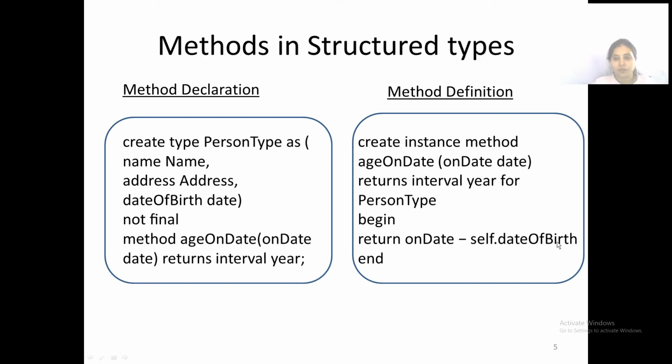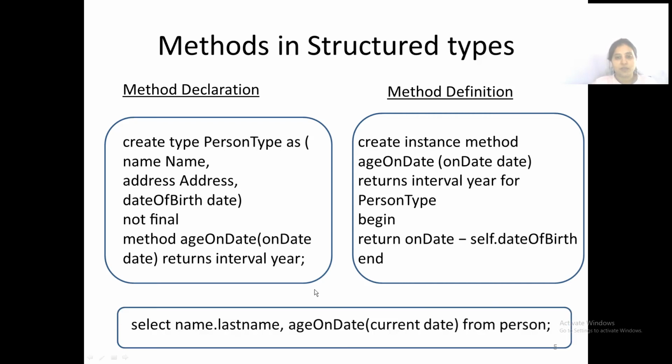The date of birth field's value is chosen from that record. It is subtracted from whatever value is passed to this method, and that subtracted value is returned as an interval year. Okay, now how to invoke this method? The meaning of this instance keyword is that this method age on date can be invoked on an instance of the person type. For example, the instance of the person type we have created is the table person. So we can invoke this method on the person table in this way. Select name dot last name, comma, age on date in brackets current date.